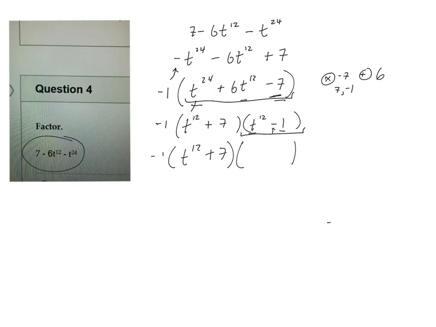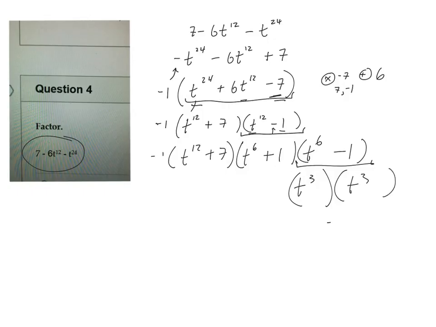And then this I could factor into two things. So I'd have t^6, t^6. One's a plus 1, one's a minus 1. Then I could do the same thing with that one. So it'd be t cubed and t cubed. One's a plus 1, one's a minus 1, with all this other stuff coming down with it.